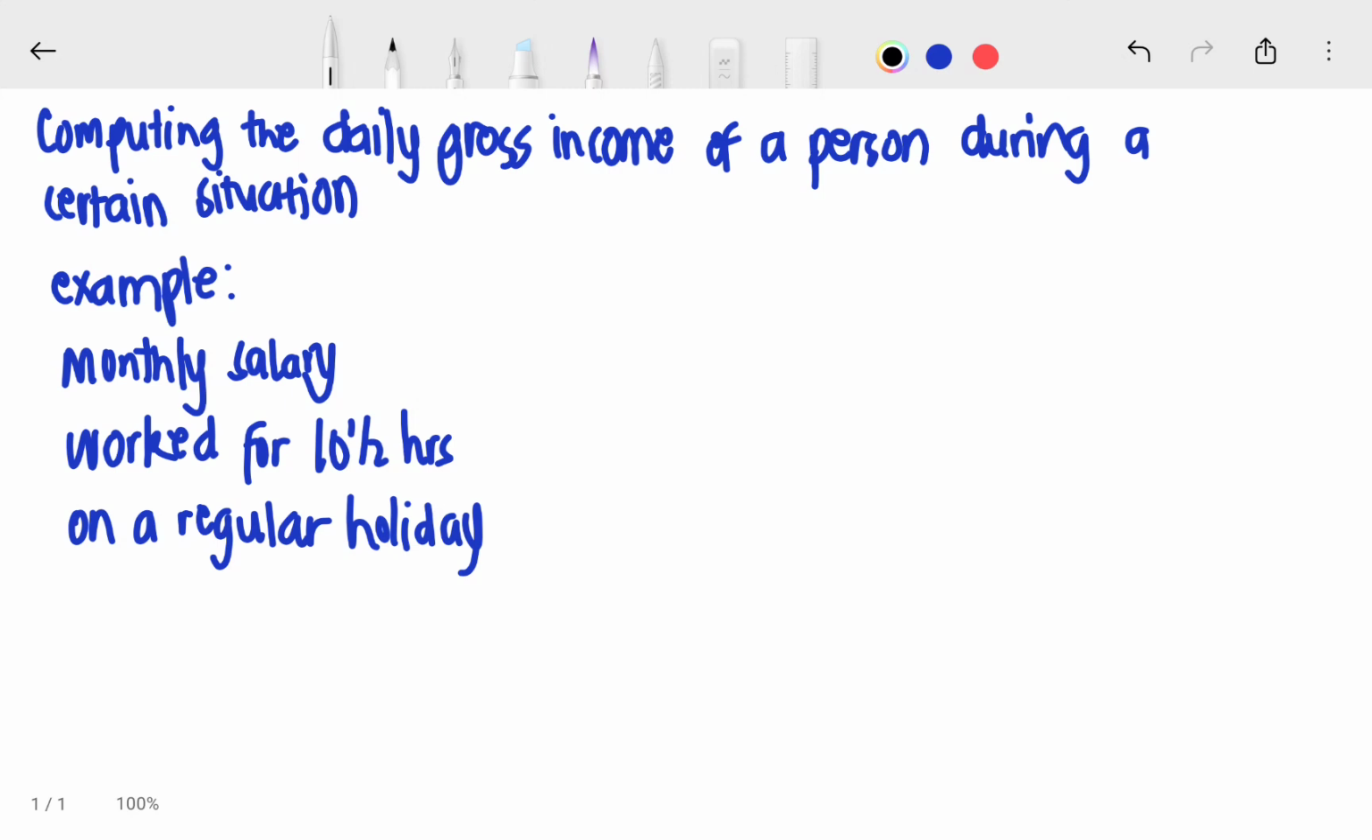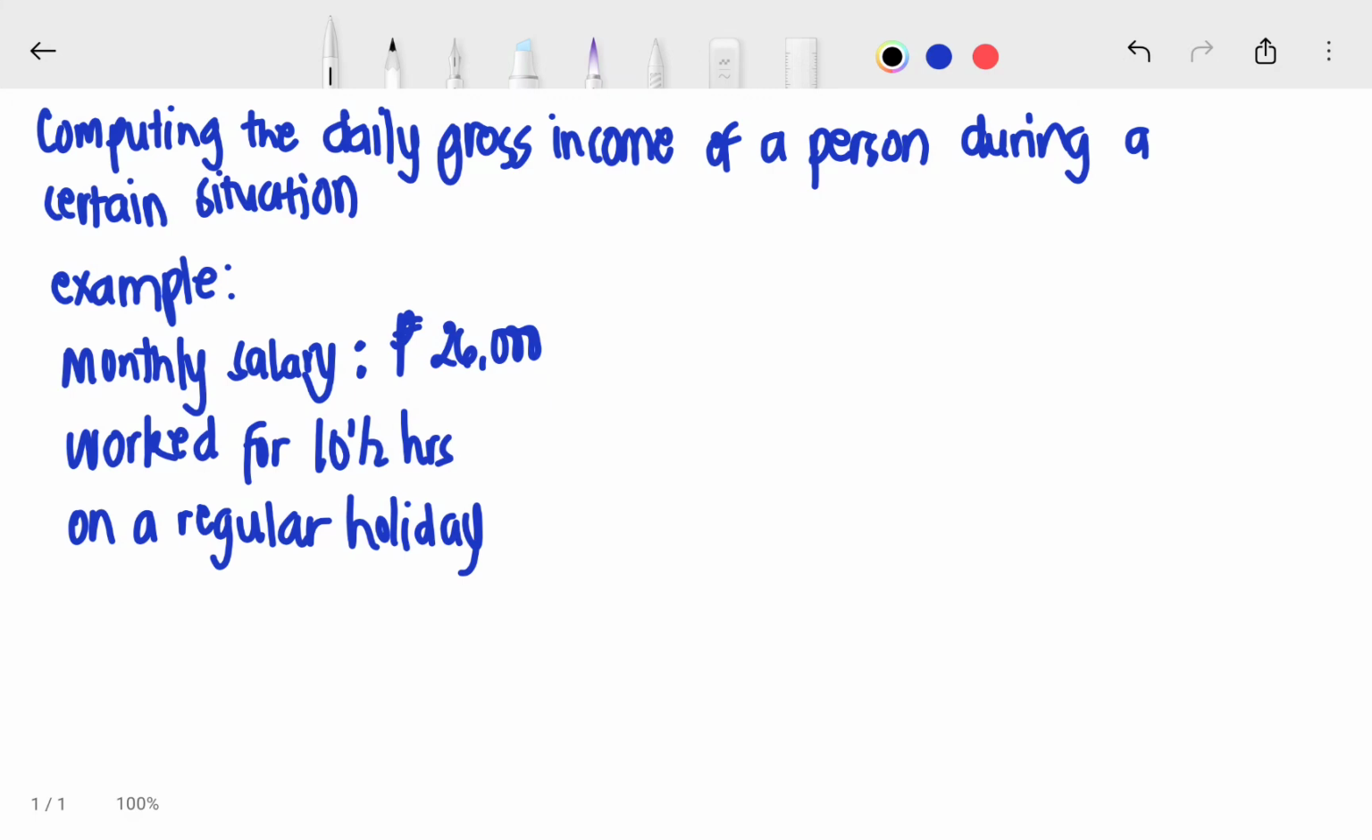Okay, so hi everyone. So we're going to have this one for computing the daily gross income of a person during a certain situation. And that situation could be on an ordinary work day, rest day, special holiday, and of course the regular holiday. Now, for example, you are given a monthly salary of 26,000 pesos. And for that given 26,000 pesos, that person who has this salary worked for 10 and a half hours on a regular holiday.